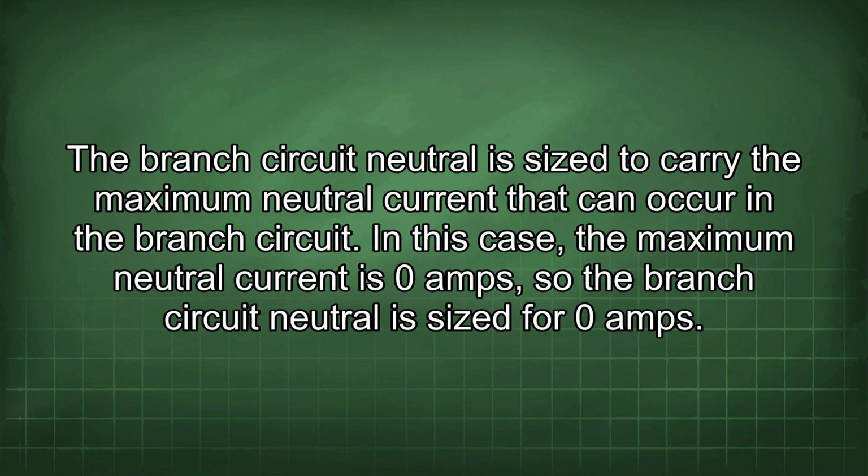The branch circuit neutral is sized to carry the maximum neutral current that can occur in the branch circuit. In this case, the maximum neutral current is 0 amps, so the branch circuit neutral is sized for 0 amps.